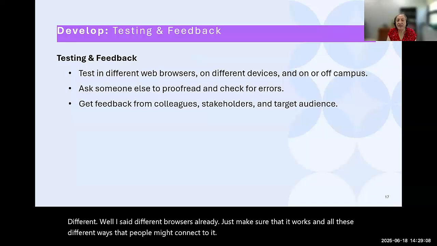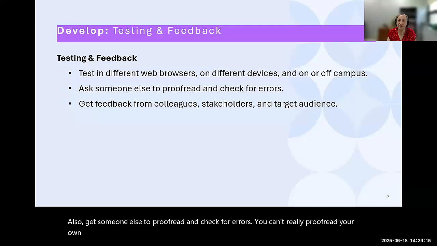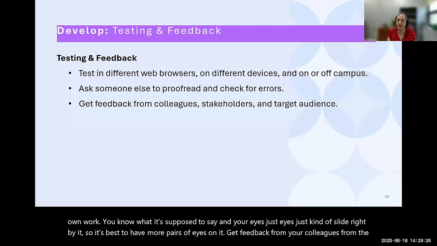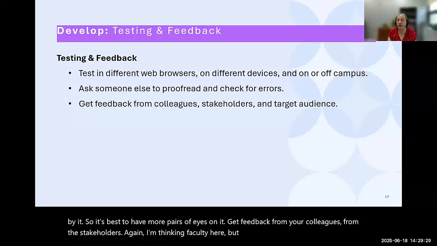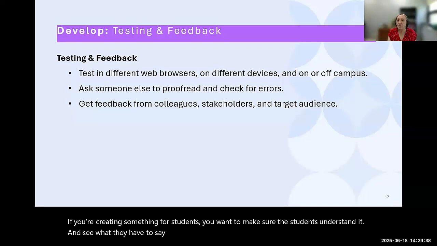Also, get someone else to proofread and check for errors. You can't really proofread your own work. You know what it's supposed to say, and your eyes just kind of slide right by it. So it's best to have more pairs of eyes on it. Get feedback from your colleagues, from the stakeholders. Again, I'm thinking faculty here, but also from the target audience. If you're creating something for students, you want to make sure the students understand it and see what they have to say about it before you implement it more widely.